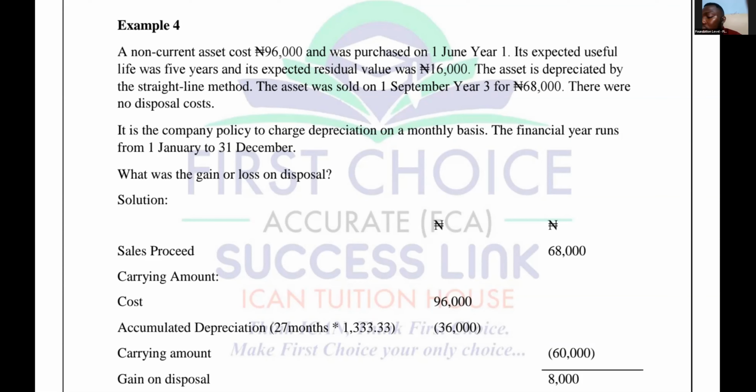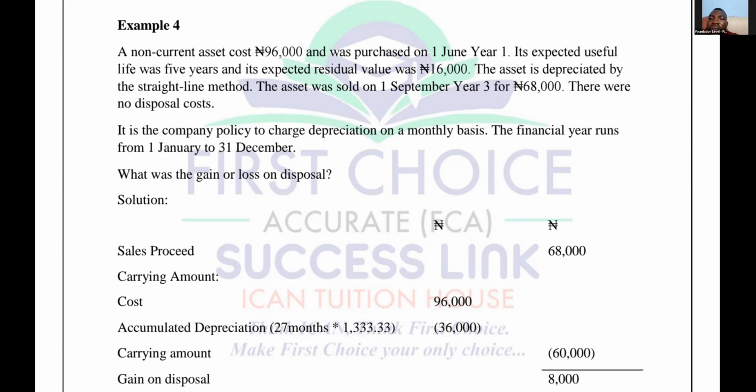So I have 96,000 minus 16,000. That'll give us 80,000. 80,000 divided by 5 will give us 16,000. Now, this 16,000 is the total expenditure for the whole year, for 1 year. But we need it on a monthly basis. That 16,000 is for 1 year. Divide it by 12, it will give you per month, and that will give us 1,333.333333. That is the cost of your depreciation per month.